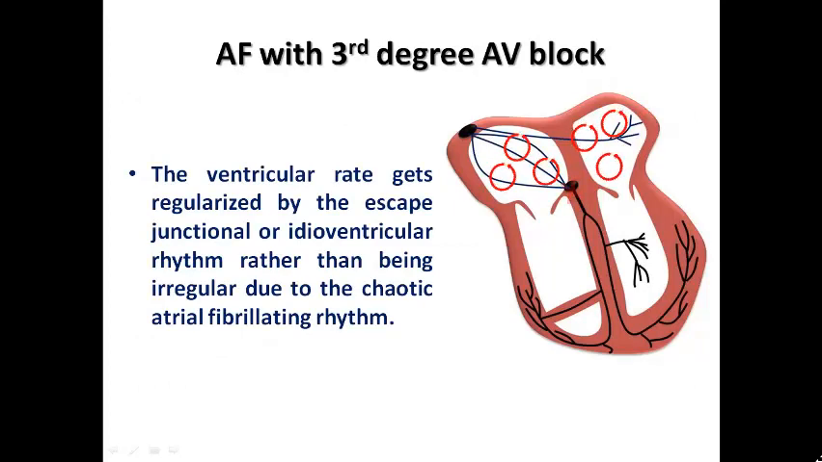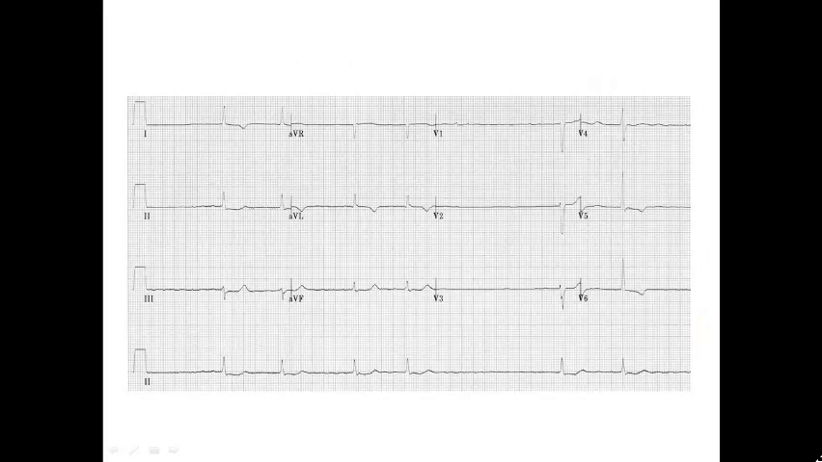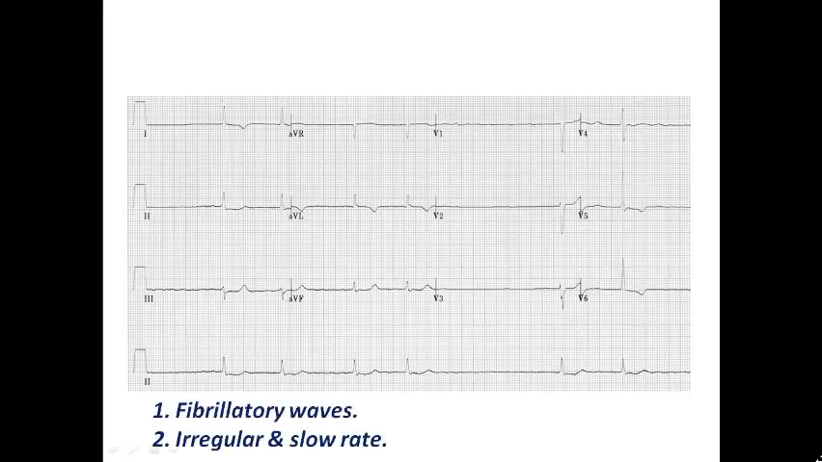So when the AV nodal conduction is blocked, at that time the ventricular rate is paced by an escape rhythm rather than the chaotic atrial rhythm. Here, for example, the atrial fibrillation rhythm is bradycardic and there is absence of persistent P wave, but we can't call this AF complete heart block because it is still irregular despite being slow or bradycardic.